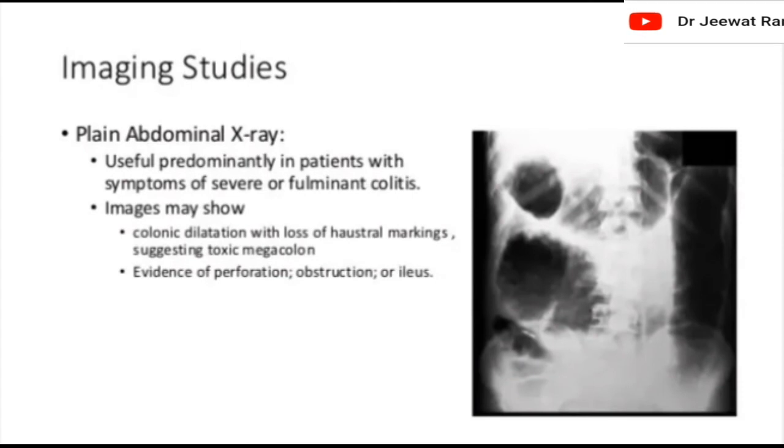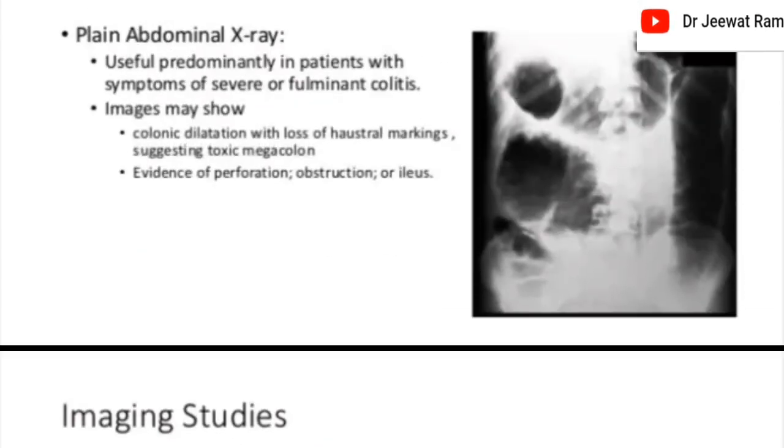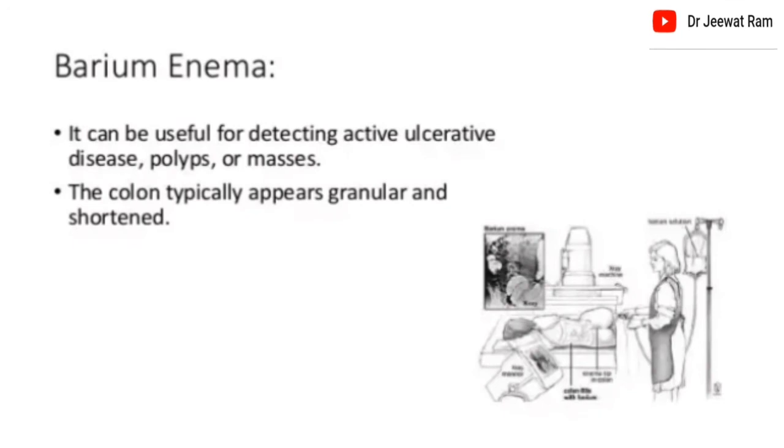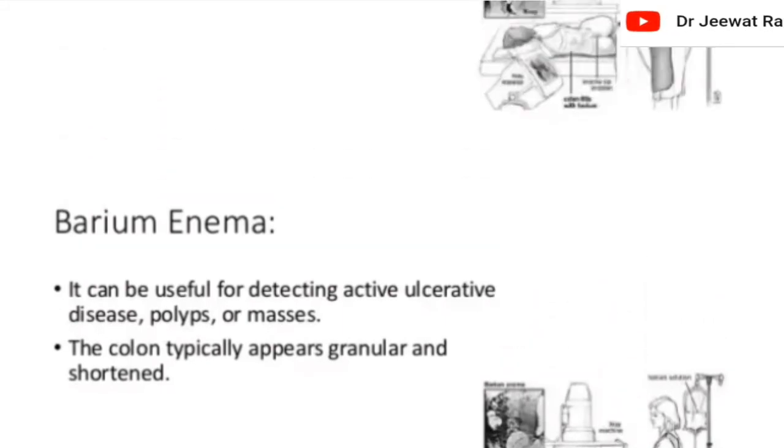Imaging studies: plain abdominal X-ray, useful predominantly in patients with symptoms of severe or fulminant colitis. Images may show colonic dilatation with loss of haustral markings, suggesting toxic megacolon, evidence of perforation, obstruction, or ileus. Barium enema can be useful for detecting active ulcerative disease, polyps, or masses. The colon typically appears granular and shortened.